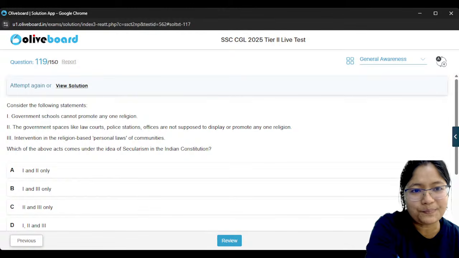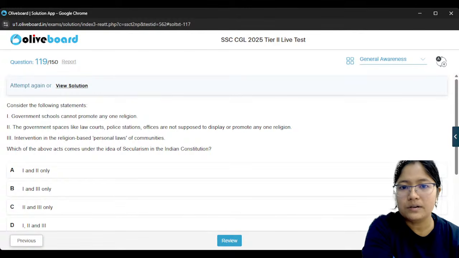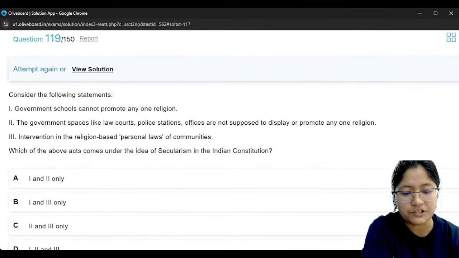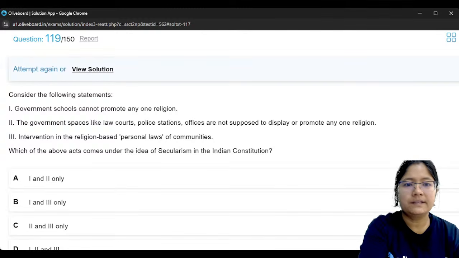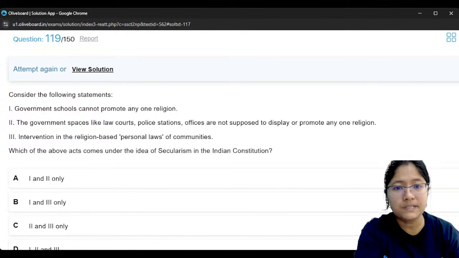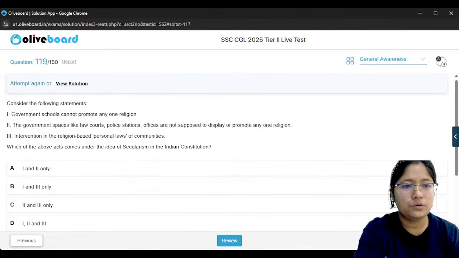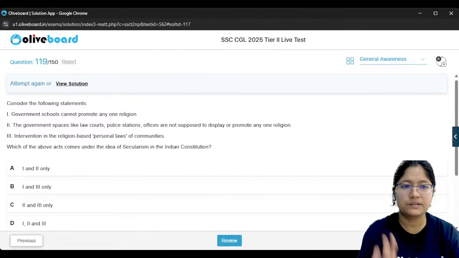Government spaces like law courts, police stations, offices are not supposed to display or promote any one religion. True or false? Yes. Intervention in the religion-based personal laws of communities. So, in the personal laws, if any interference will be there, that is okay.